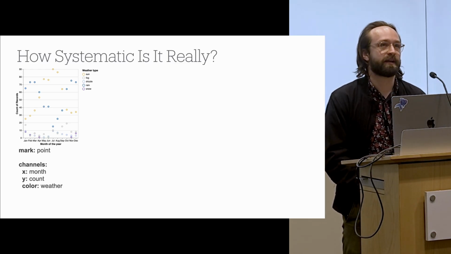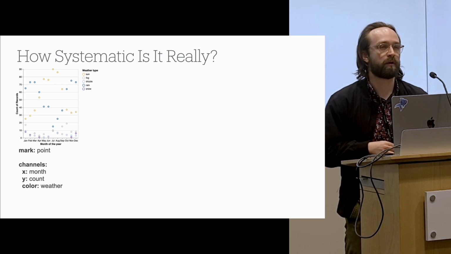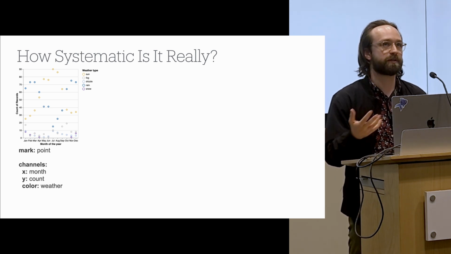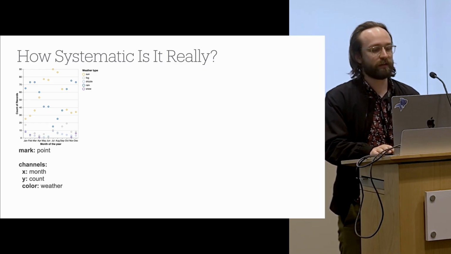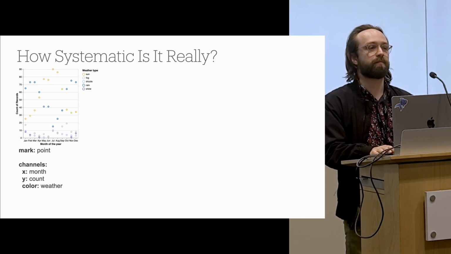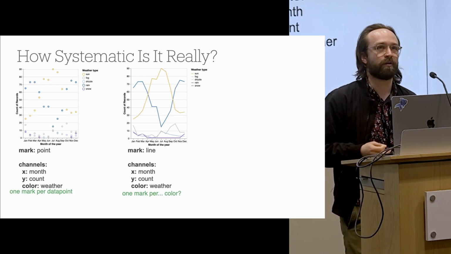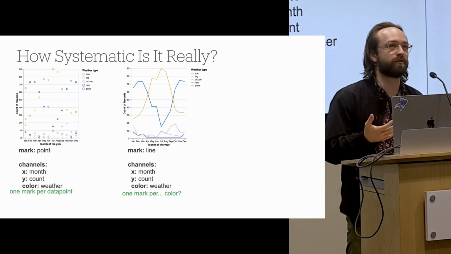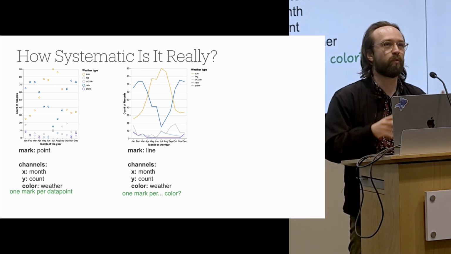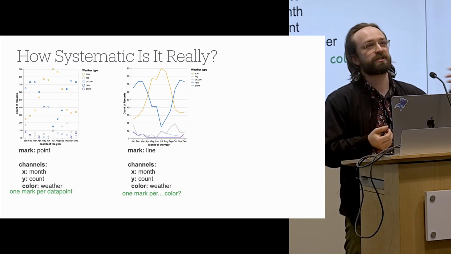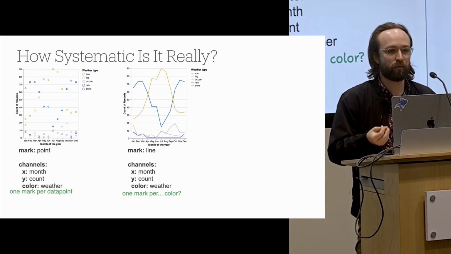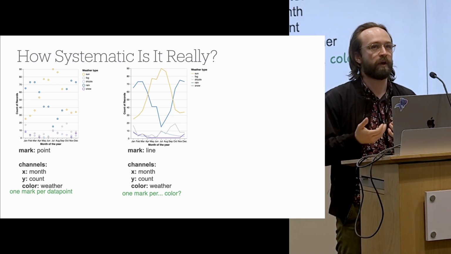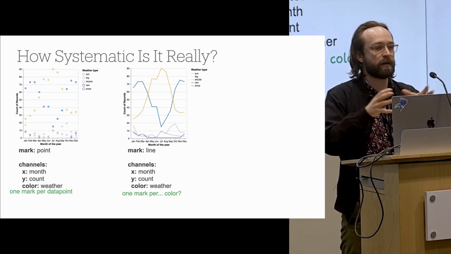So we could take something like a scatter plot. We're using a point mark. We have X and Y channels for position, and we have color for the weather. A really natural thing to do in the grammar of graphics is to swap this point mark to a line mark. Okay, now we have lines. We're still using X and Y for position. But one thing you might notice is that in the scatter plot, we have one shape or one mark for every individual data point, but in the line chart, we have one shape for every color.